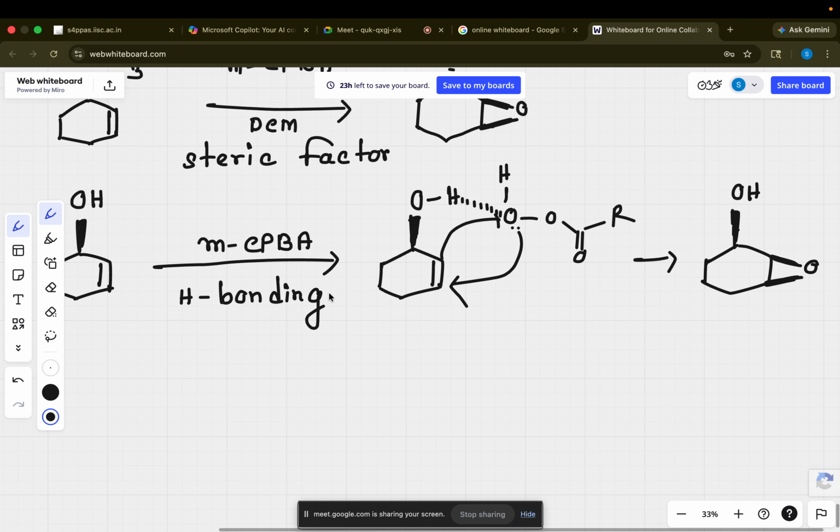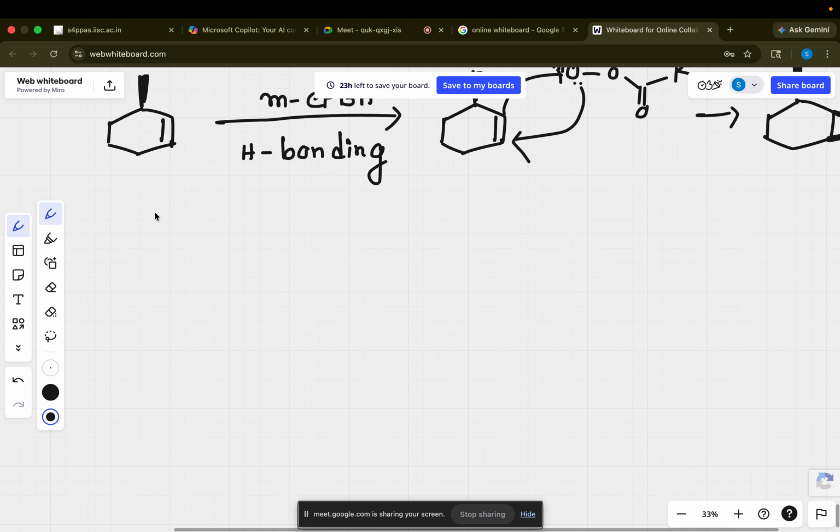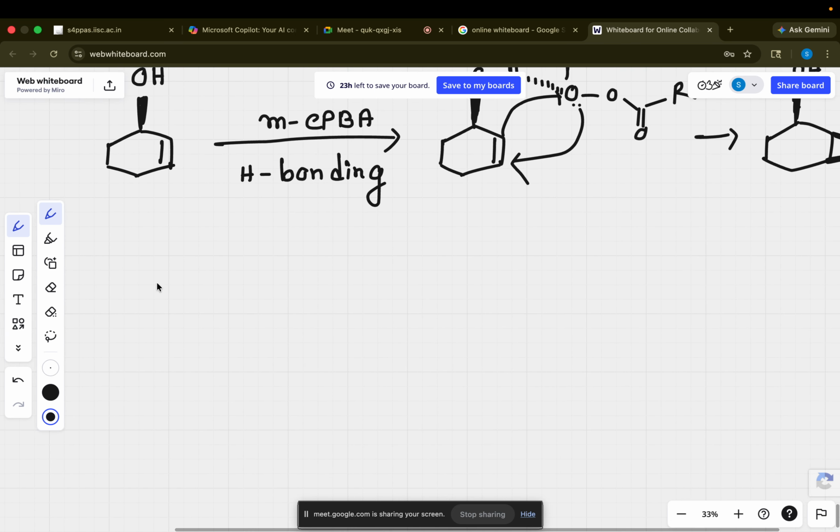Clear or not? Clear, sir. If you have only OH, then this will happen. It is not OCH3. Why in case of OCH3 is hydrogen bonding not possible? Because here you do not have any acidic proton, right? Fine.